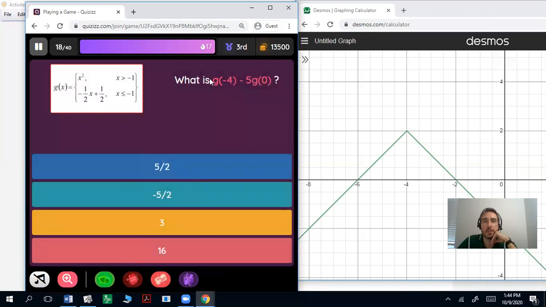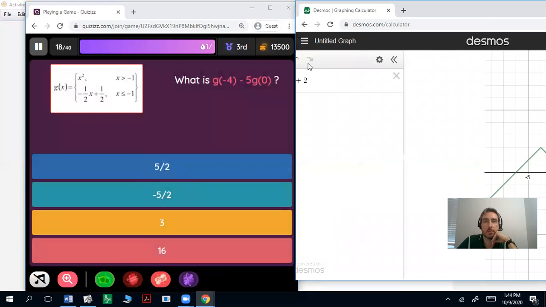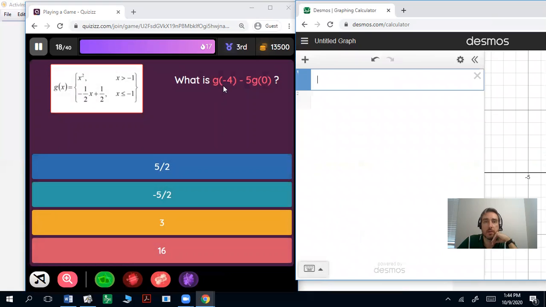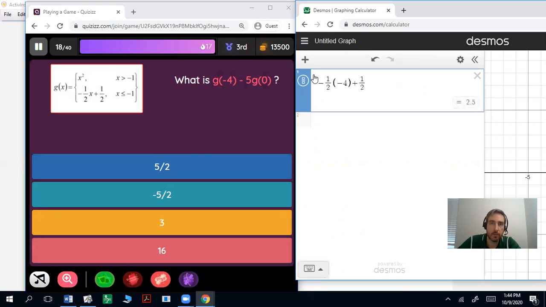All right, for this question, it says, what is g of negative 4 minus 5 times g of 0? Well, I'll just plug some numbers in. So g of negative 4 is less than or equal to negative 1, so we're going to plug in negative 4 there. So negative 1 over 2, parentheses negative 4, plus 1 over 2. That gives you 2.5.